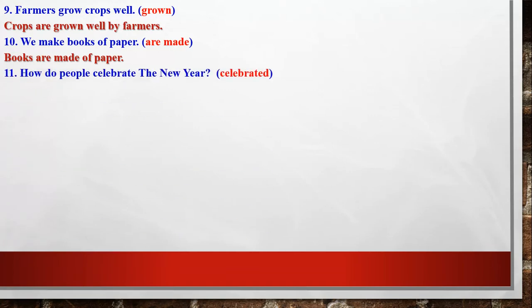Number 11. How do people celebrate the new year? Celebrated. To use celebrated in this sentence, we must change it to the passive because celebrated is a past participle form. So to change this question to the passive, after how I must use verb to be. This sentence is in the present simple, so I will use am or is or are. The new year is a singular noun, so I will use is. So the answer is, how is the new year celebrated? We don't use people because the agent here is unknown.